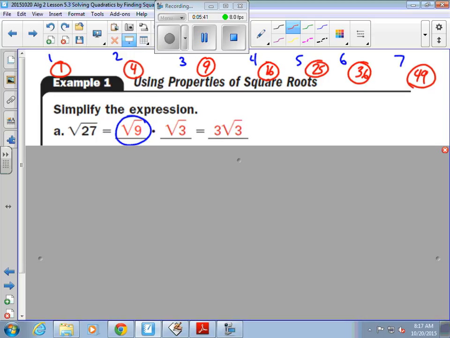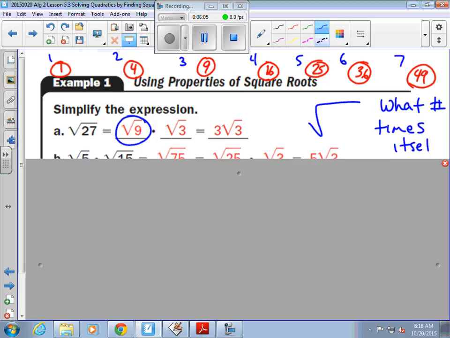A perfect square that is a factor of 27 is the number 9. So you multiply 9 times 3, or more specifically, the square root of 9 times the square root of 3. Because all this symbol means, when you're talking about square roots, is what number times itself. The square root of 9 means what number times itself. We all know the number is 3. So 3 times the square root of 3.